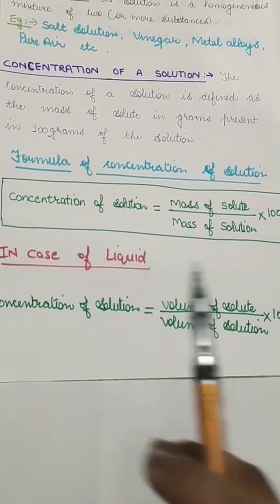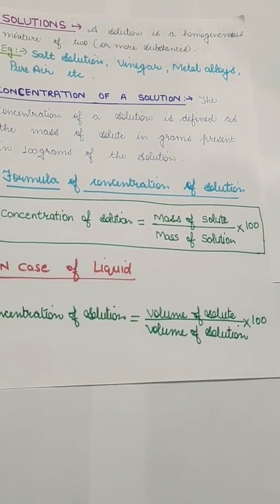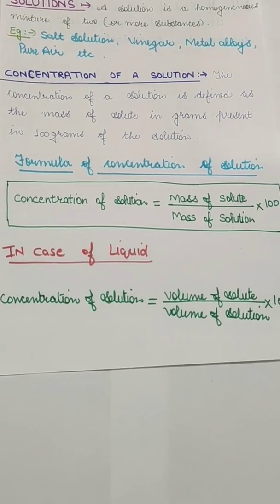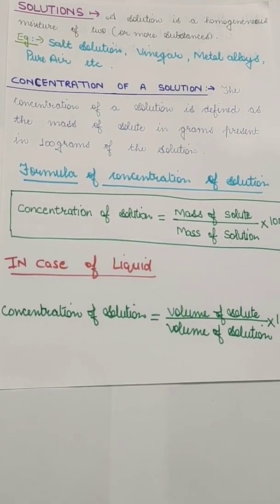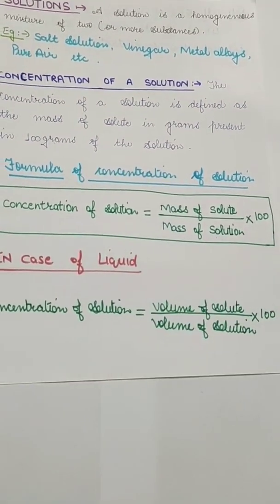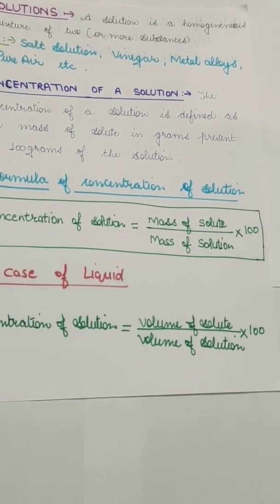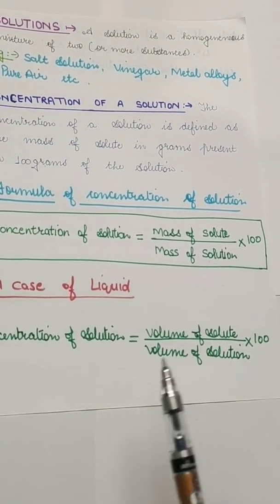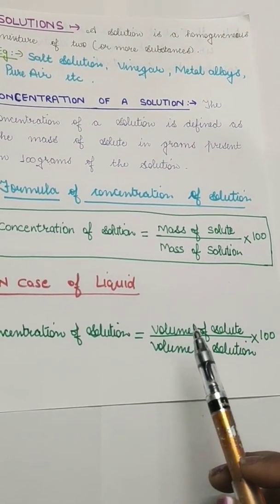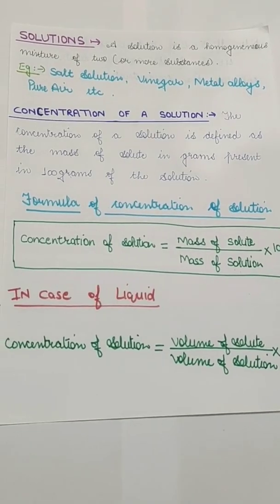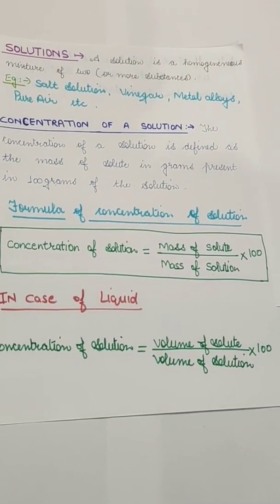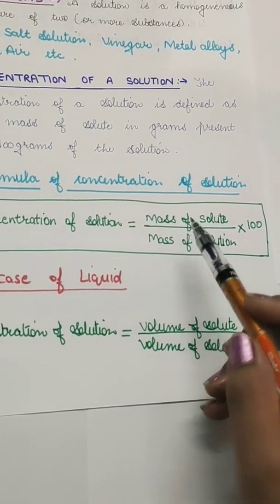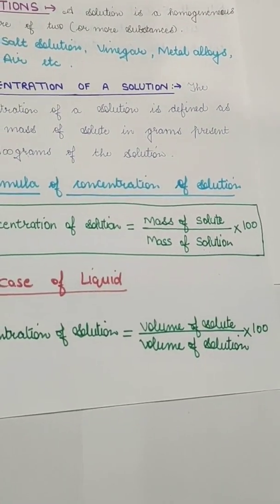The other one is in the case of liquid. If we don't get any solid solute, and we get both the things in liquid, like we want to make some alcohol in water, then we have to find out the concentration in volume, because mass is in grams. So in the case of liquid we find out in milliliters, that is ml. The concentration of solution will be volume of solute upon volume of solution into 100. It is the very same, just that mass is changed to volume, and grams to milliliter. So let's do some questions.